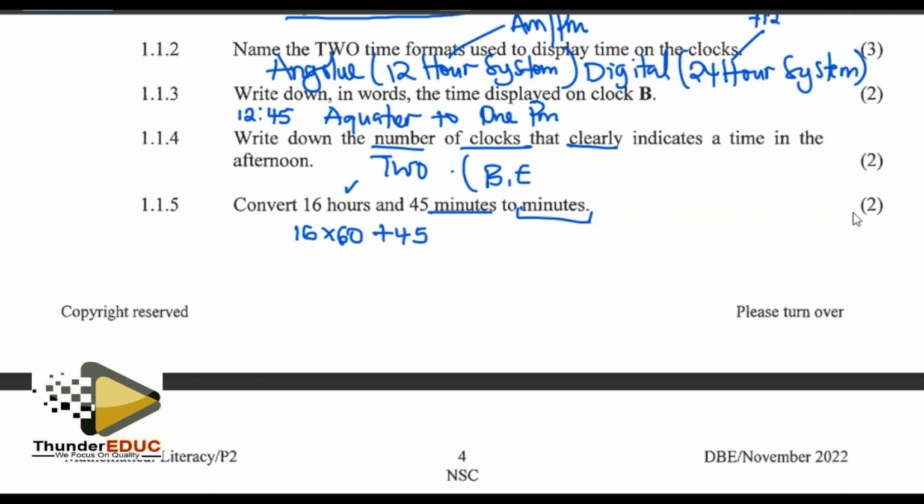So 16 times 60, you get 960 minutes plus 45. So all in all, we have the total number of minutes as 1005 minutes. Hours, they became minutes. Minutes, they're minutes. You can't change minutes to minutes. So you add everything together. We are continuing. Let's see that we go through this.